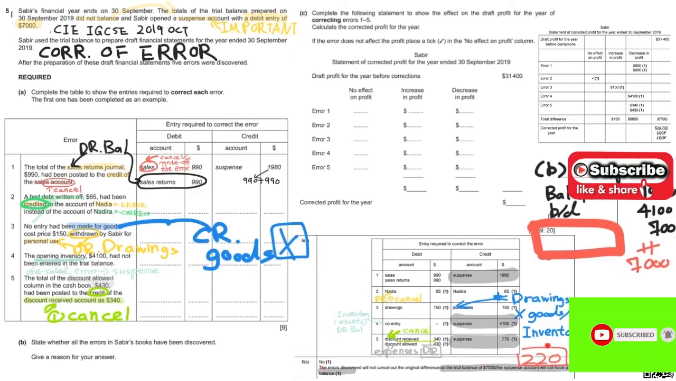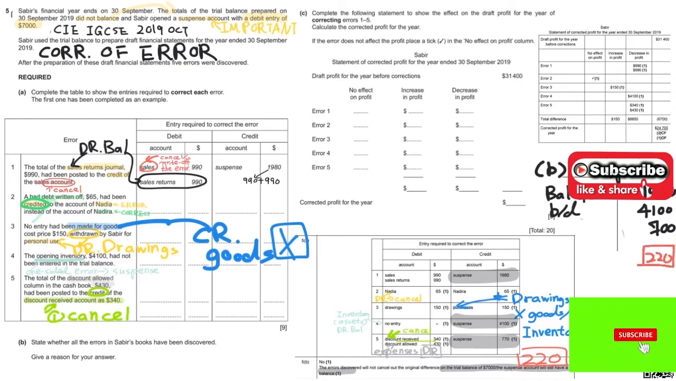Okay, so how to answer this one? As you can see, there's still a balance. Not this side, sorry, not this side, but here. Okay, so let me put it down for you. So here there's still the balance called 220. Okay, so let's move on to part C.